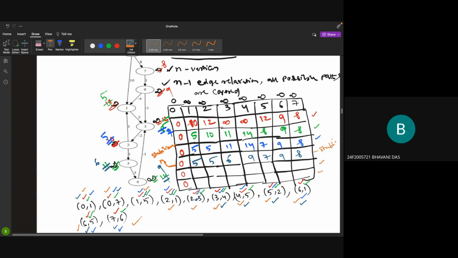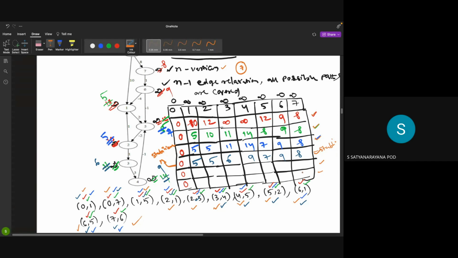Can you repeat the last sentence? Even if you run 2 more times, stabilized, because already 8 vertices are there. No, we are running 7 times. Is it right? Yes, sir. So maybe by the 4th time values are stabilized. Is it right? Yes, sir.